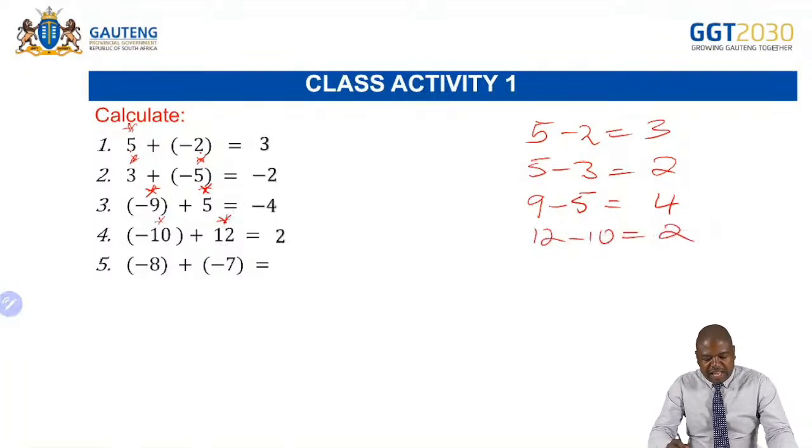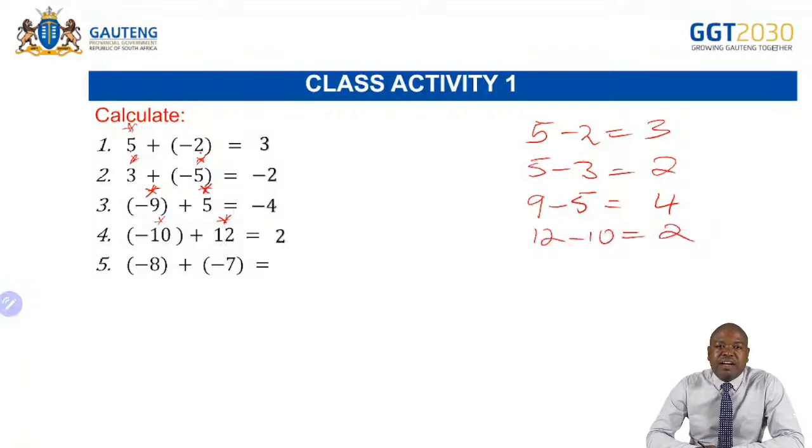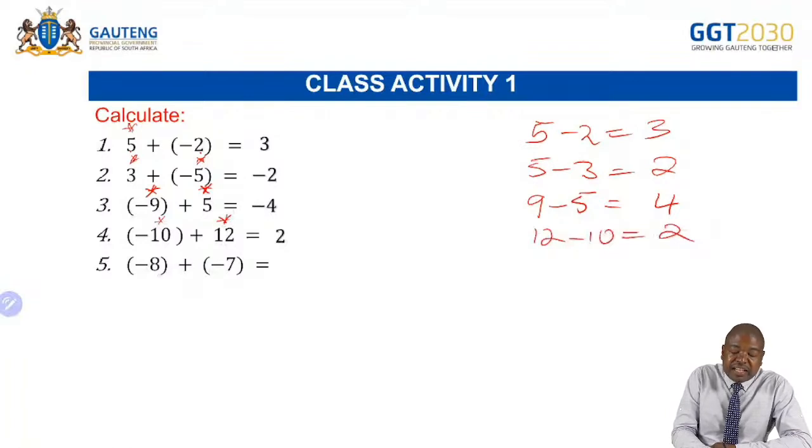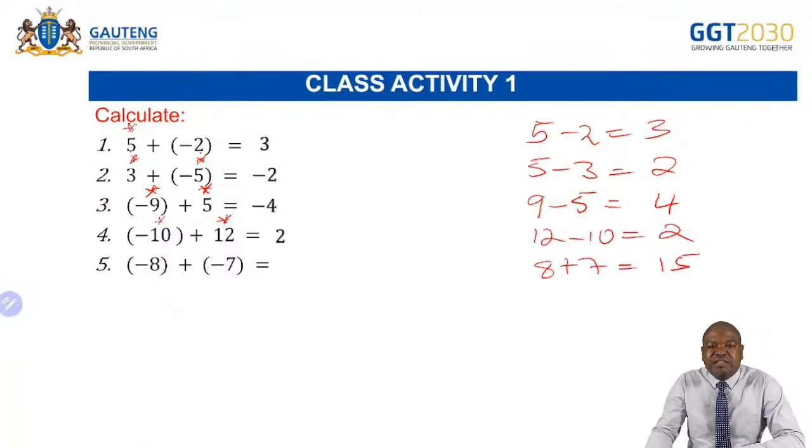And then lastly, with number 5, what did we say if you are adding negative numbers? You ignore the negative signs and add the numbers, but you know that your final answer should be negative as well. It is the same as 8 plus 7, which will give us 15. But because we are adding negative numbers, our answer should be negative. So our answer is going to be negative 15.